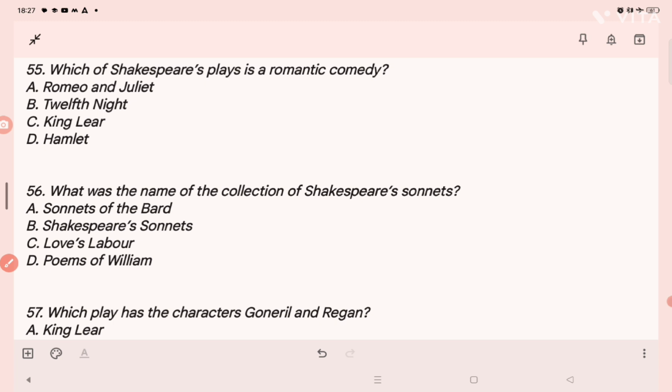Which of Shakespeare's plays is a romantic comedy? Option B. Twelfth Night. Twelfth Night is one of Shakespeare's famous romantic comedies, known for its mistaken identities and love triangles. Cesario, Viola, Orsino.